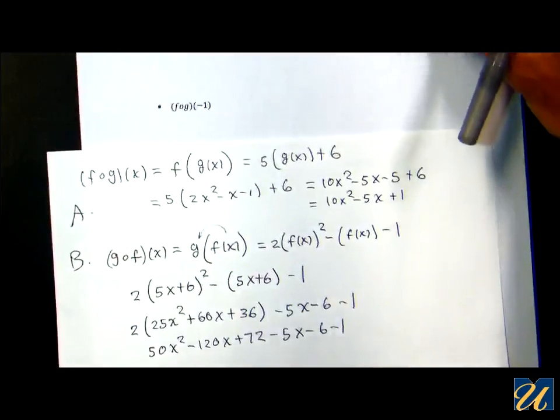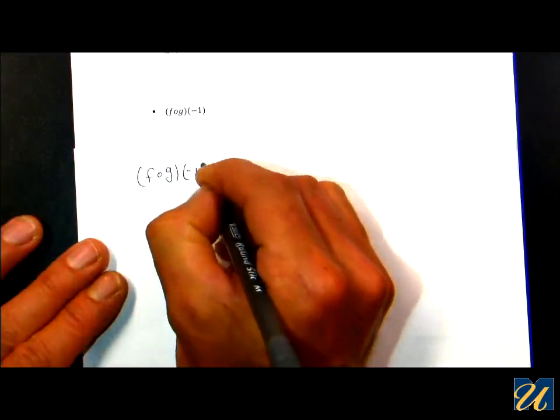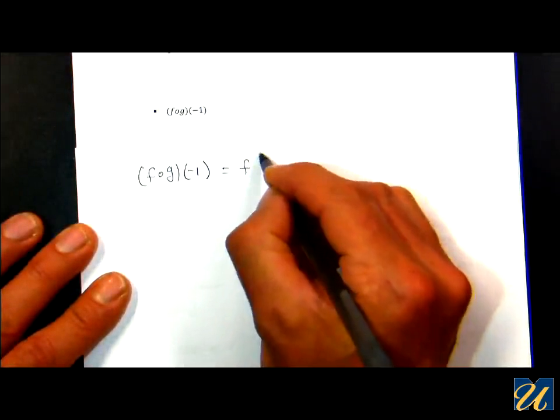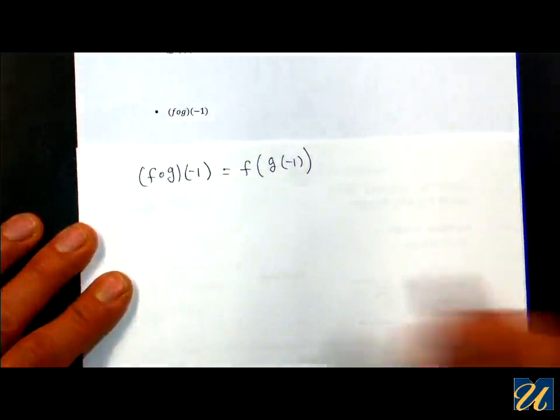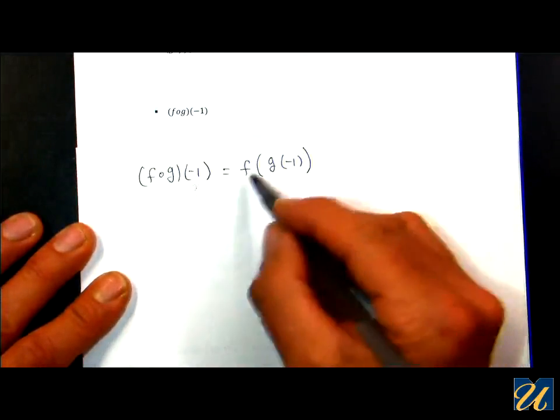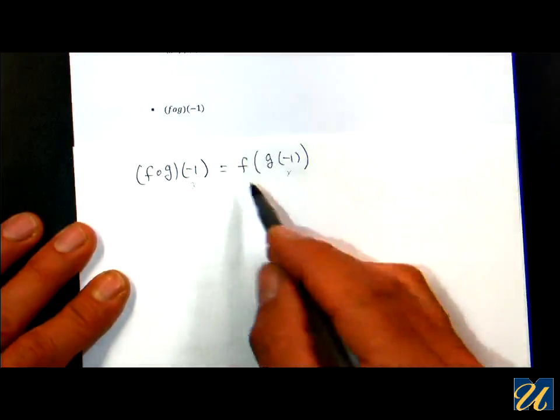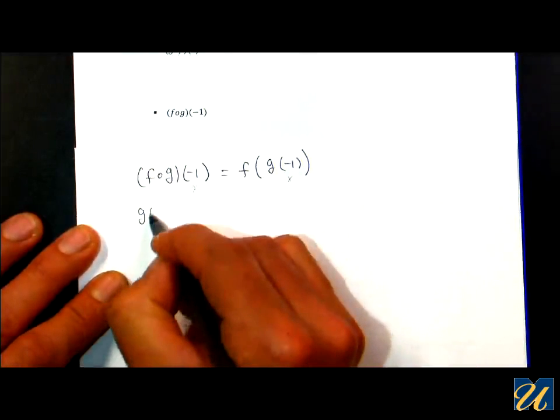Let's take a look at what else we have to do here. Okay, this is different. Let's take a look at this one. This is finding f compose g, and then we have a negative 1 there. See, there's never any multiplication. This is function notation, and it means find f of g at negative 1. Remember, if this were an x, it would be f of g of x. So since x is now negative 1, it's f of g of negative 1. What I would do is first write the function g of x down.